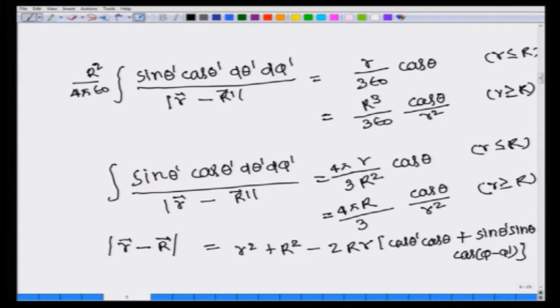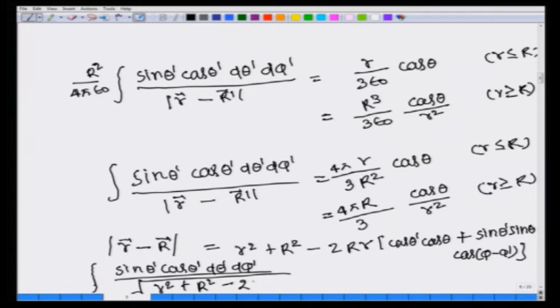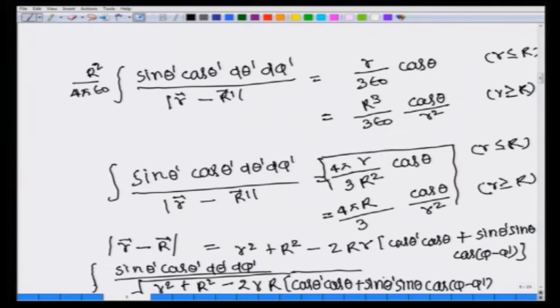So, if we write the value of |r - r'|, then we can see the integral of sin theta' cos theta' d theta' d phi' over r square plus capital R square minus 2rR cos theta' cos theta plus sin theta' sin theta cos(phi minus phi'). So, which is nothing but the integral we have to calculate. So, this is the answer for the first question.